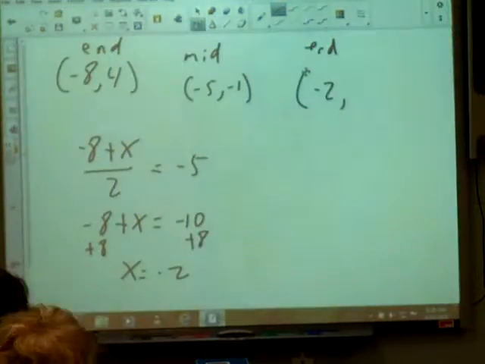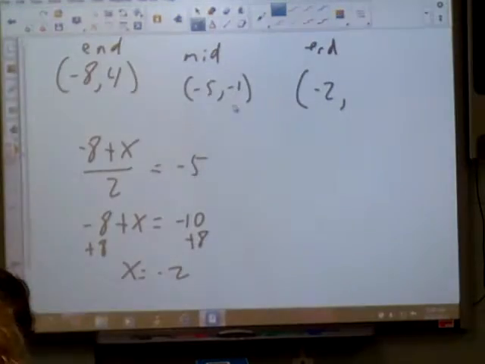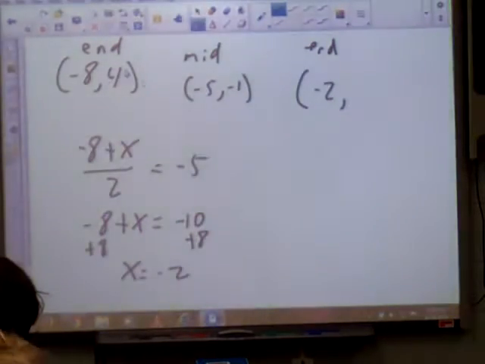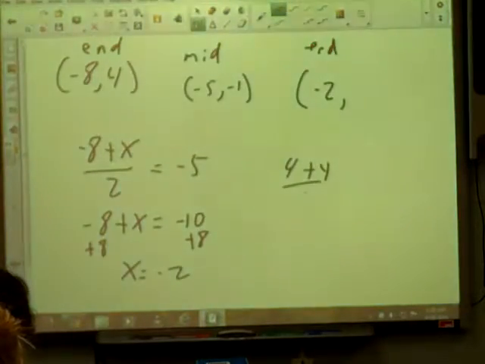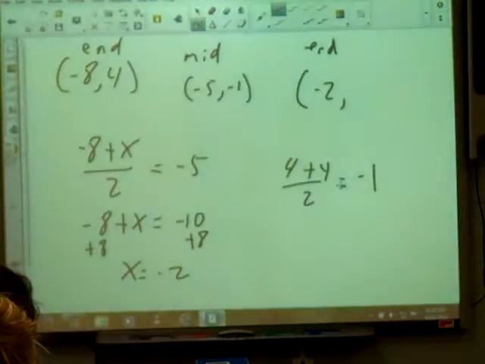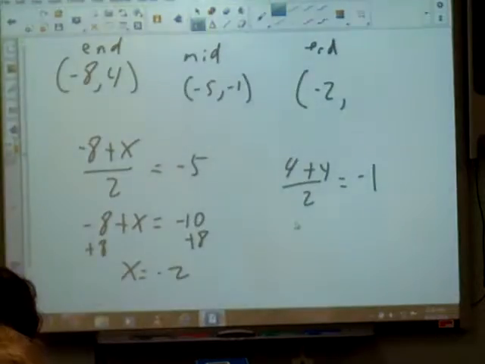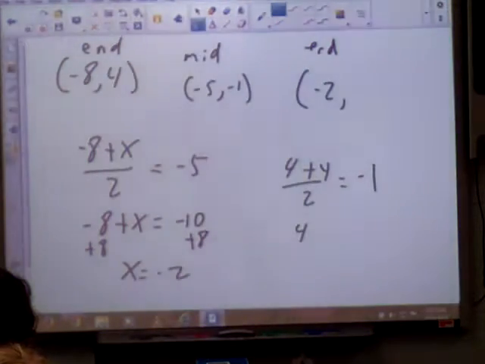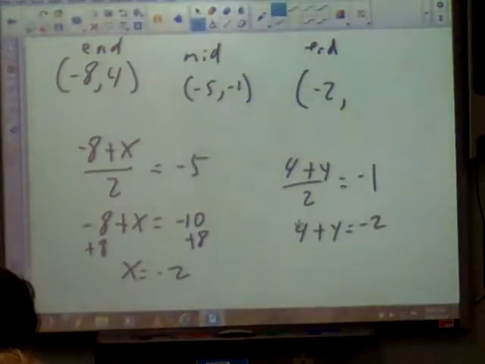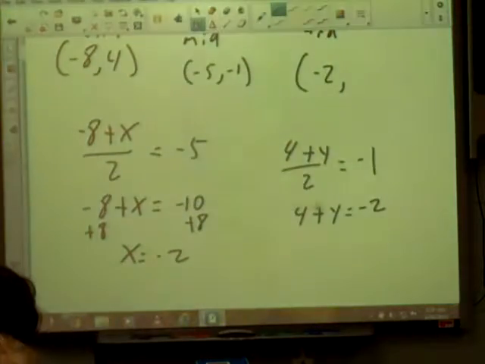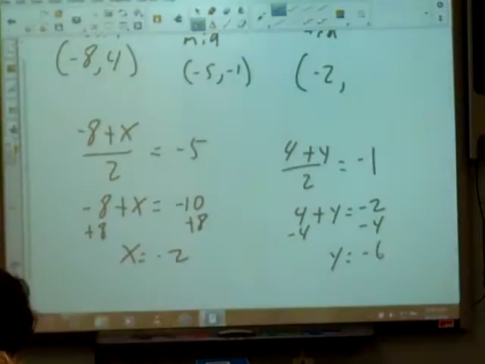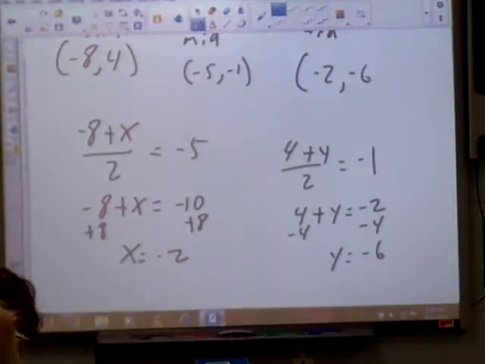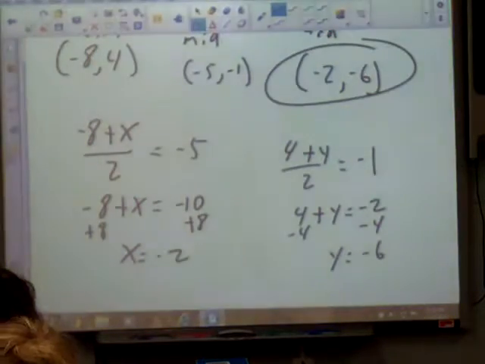Now I'm going to do the same thing with my y's. My midpoint of the y is -1. So for my end, I've got 4 plus some y, I have to half that, and it's got to equal -1. It's being divided by 2, so we would multiply by 2. Then what would our last step be to solve for y? So our y would be -6. So there would be the other end.